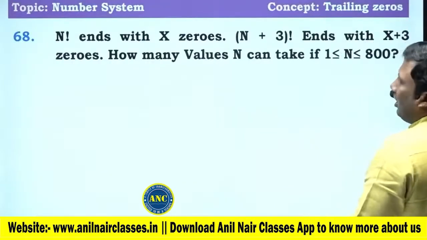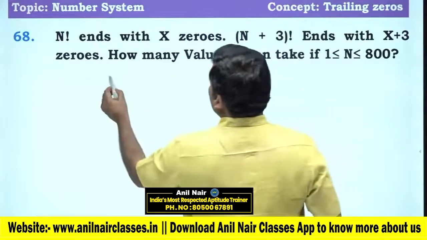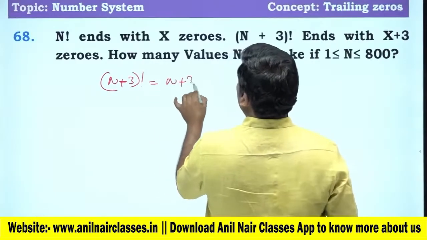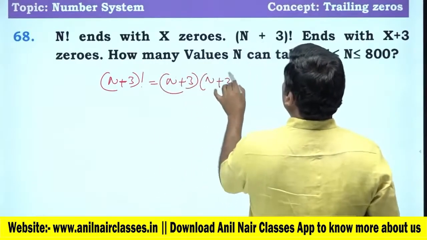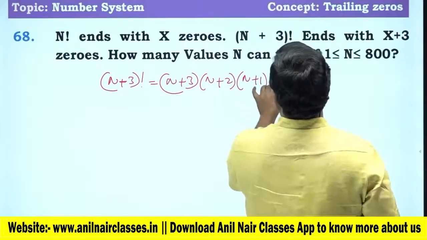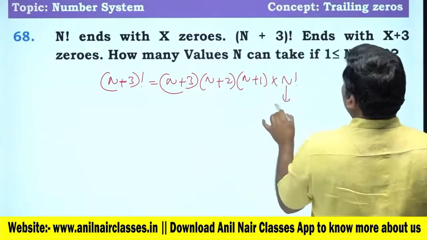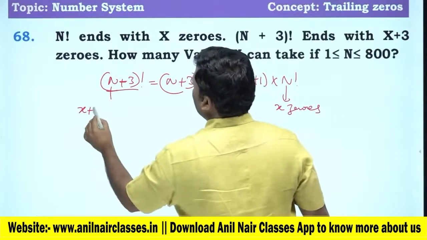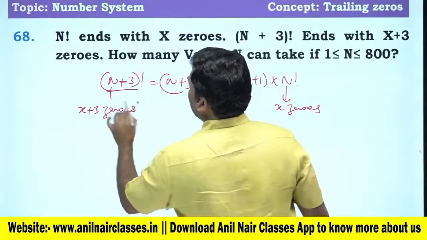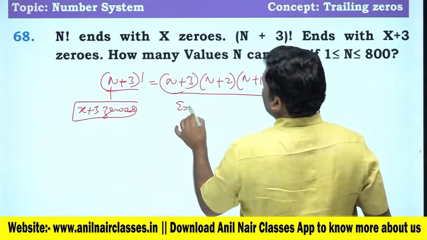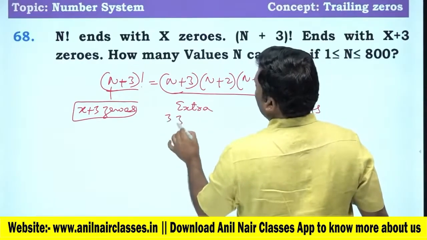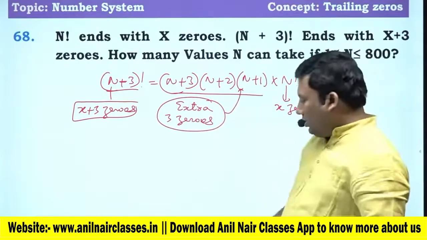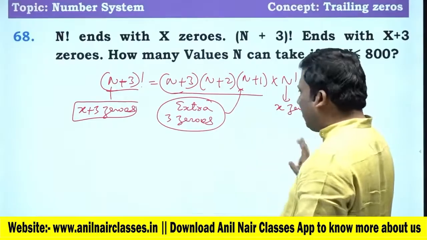Directly it is 16. Now we will write directly, sir, n plus 3 factorial. This question we will not do that much. It is n plus 3 into n plus 2 into n plus 1 into n factorial. N factorial contains x zeros. This contains x plus 3 zeros. That means extra 3 zeros. Extra 3 zeros can come from any one out of the 3 numbers.